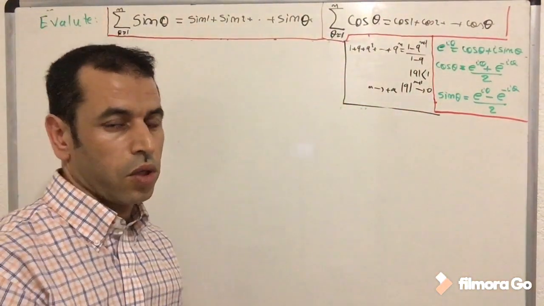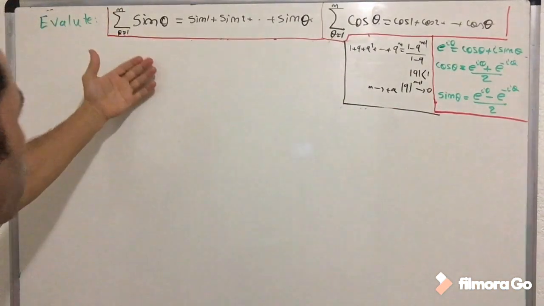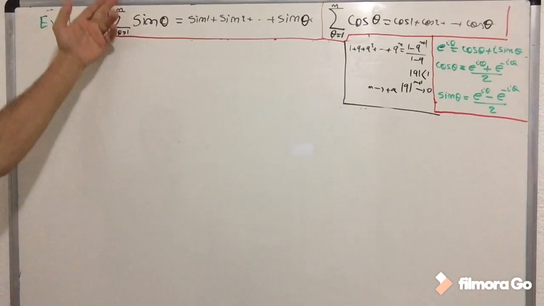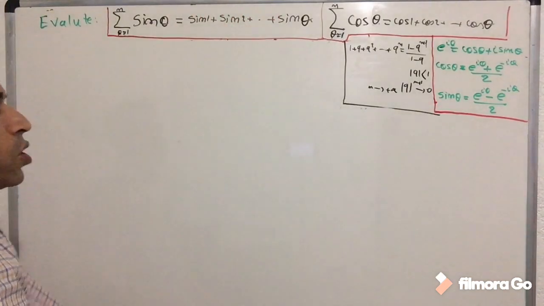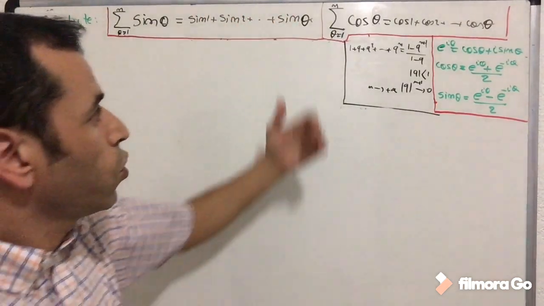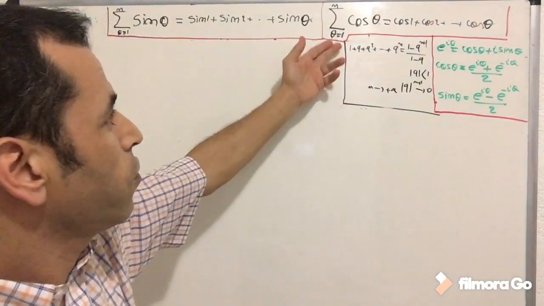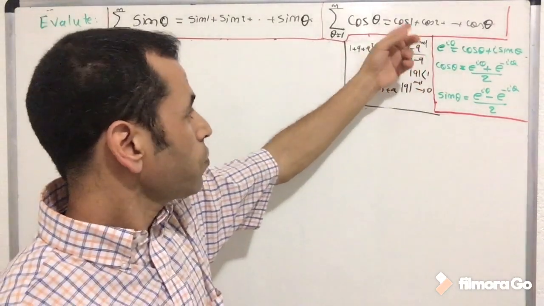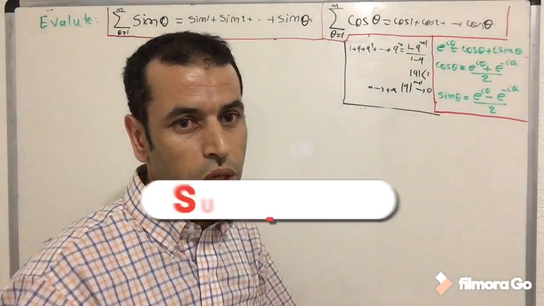Today's video we are going to evaluate two nice expressions. The first expression is the sum of sine theta, theta from 1 to n, which is sine 1 plus sine 2 and so on until we get sine n. We have another expression, which is the sum of cosine theta, theta from 1 to n, equal to cosine 1 plus cosine 2 until you get cosine n, right?